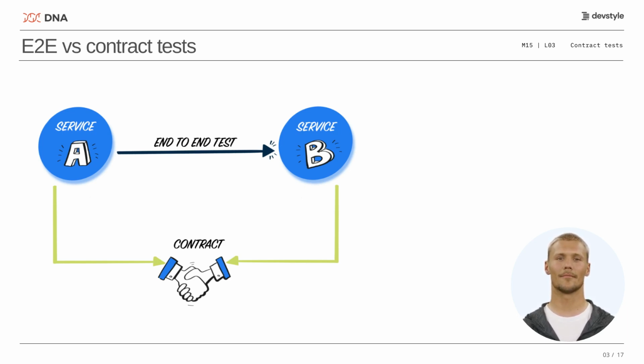As you can see, these tests can coexist with each other. After verifying communication using contract tests, we can, for example, for critical business paths, perform E2E tests to confirm the correctness of the entire process.